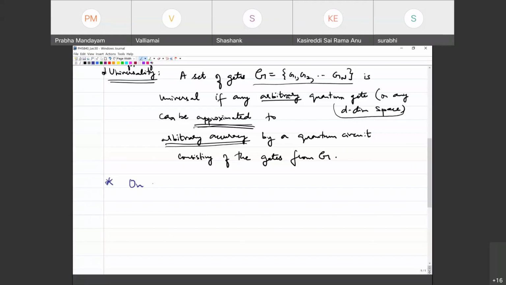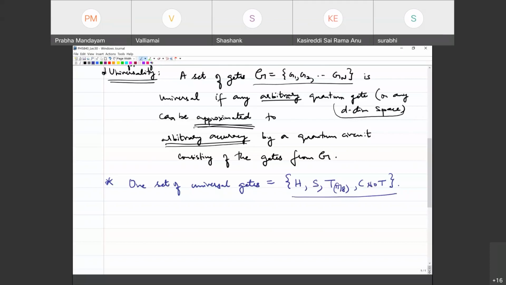So one set of universal gates is this set comprising the Hadamard, the phase gate, the T gate, which is what we call the pi/8 gate, and the CNOT. Okay, so this is one standard set of universal gates.